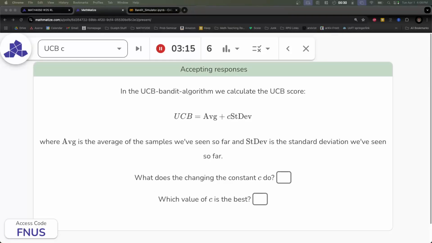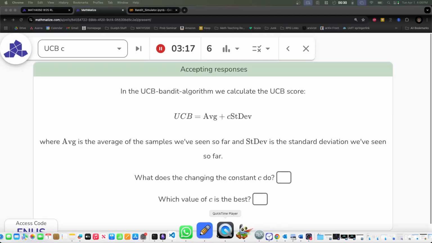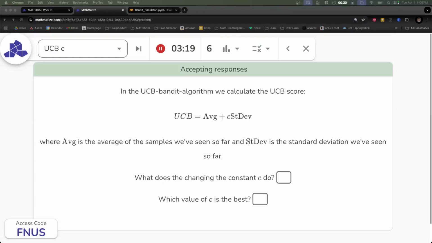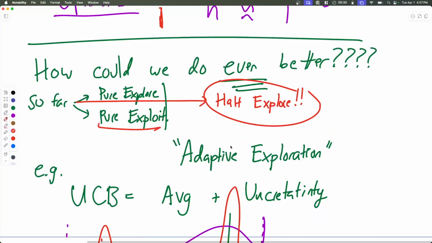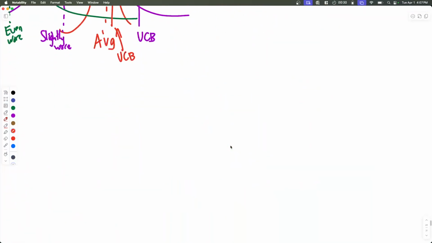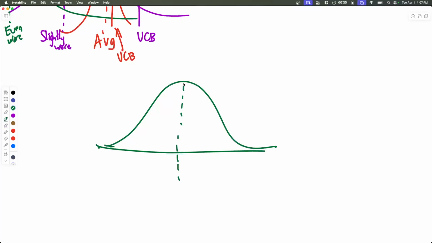Picture to remind you what is the UCB. Let's see if I can find the note here. So this was from last time. And so the idea with UCB is you have some distribution of what an arm is doing, and maybe it has some mean, which I'll draw over here. That's what we've been calling average.